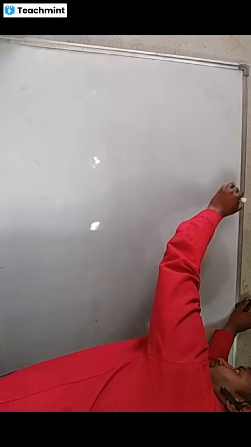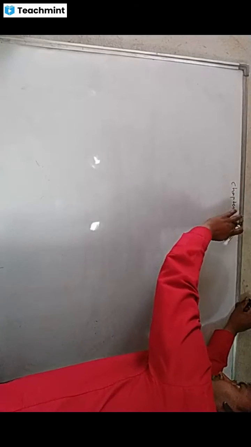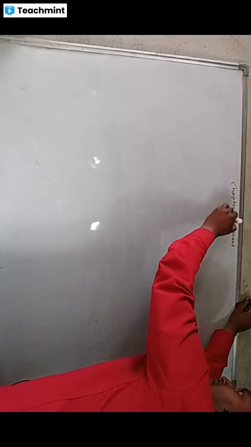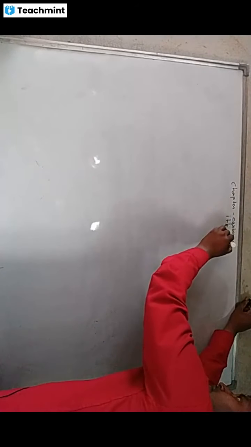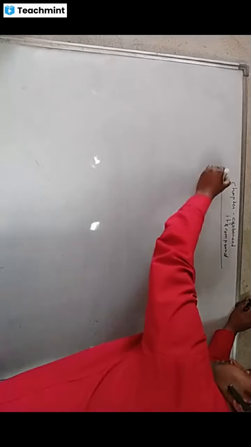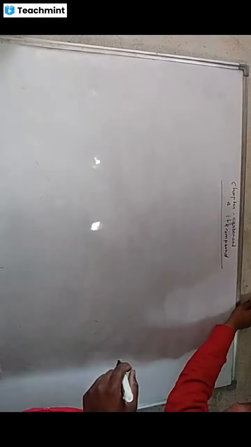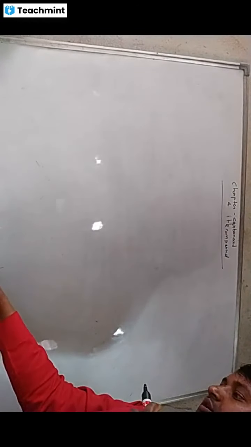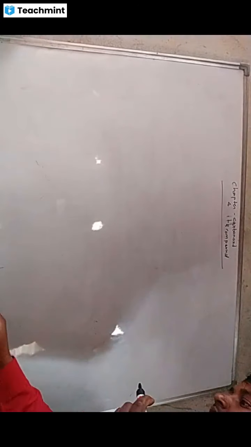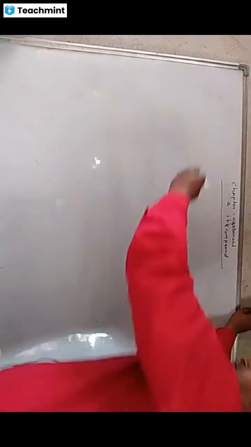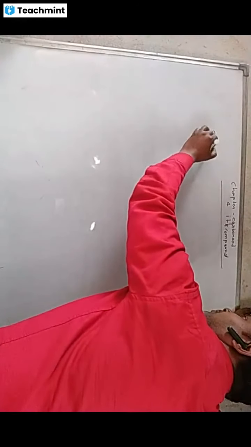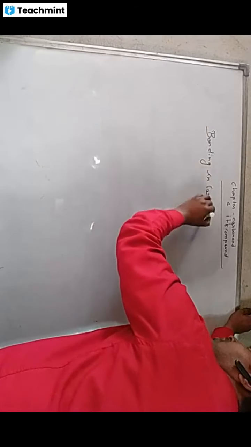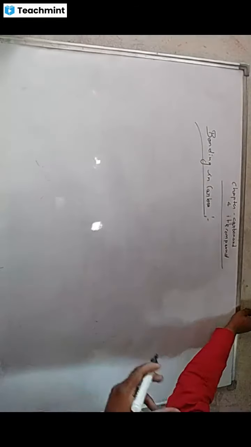Chapter name: Carbon and its Compounds. Chapter 4, Carbon and its Compounds. Okay, and we start the point: bonding in carbon. How does carbon bond?